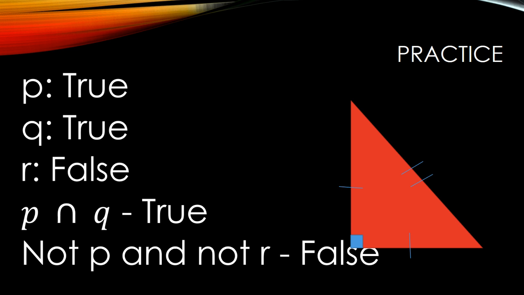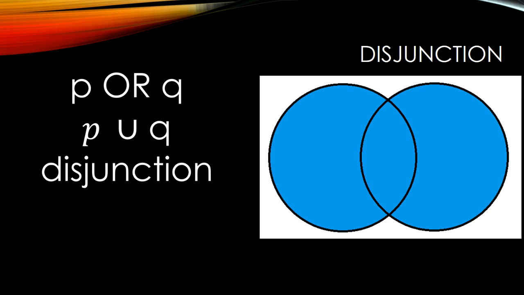You just flip it. Now, the next thing we need to look at is disjunction. Now, P or Q. This means they do not have to overlap. It could be either one. So if this is P and this is Q, then the disjunction is the whole thing. P or Q, P union Q. This is the union symbol. So union is it's all brought together, but it's a disjunction.